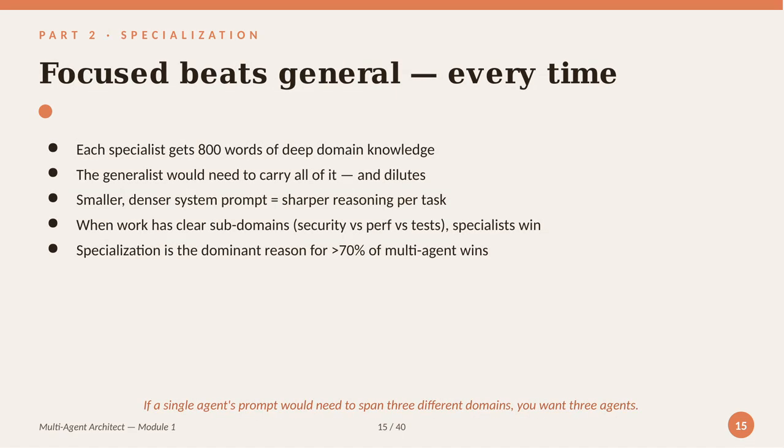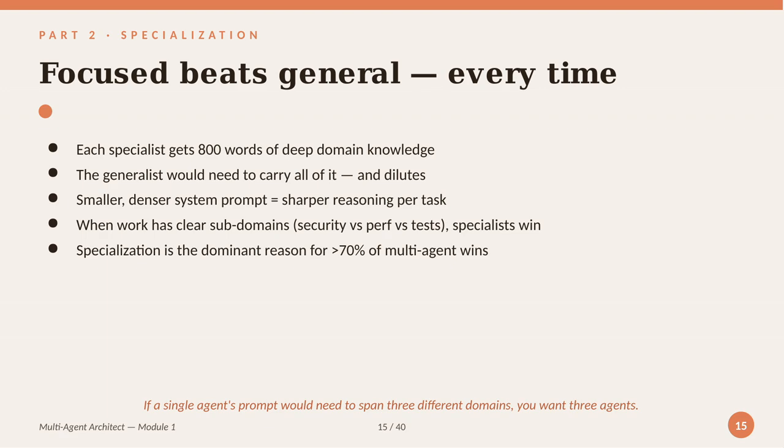Reason 1. Specialization. The lever that drives most multi-agent wins. Each specialist gets 800 words of deep domain knowledge. The security specialist has 800 words on common vulnerability patterns, OWASP categories, threat models. The performance specialist has 800 words on profiling, hot paths, common bottlenecks. Each specialist's prompt is dense and focused.